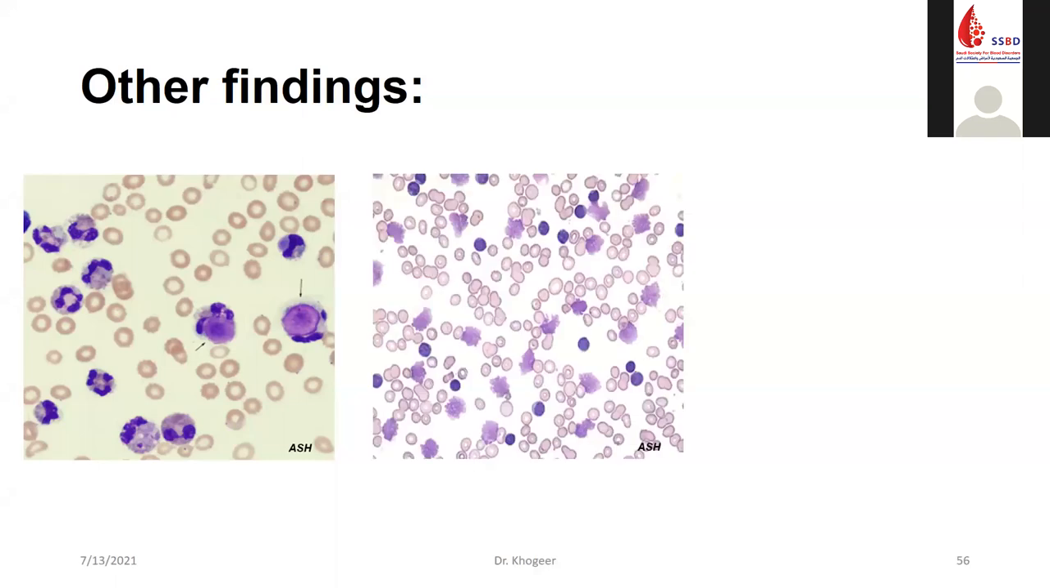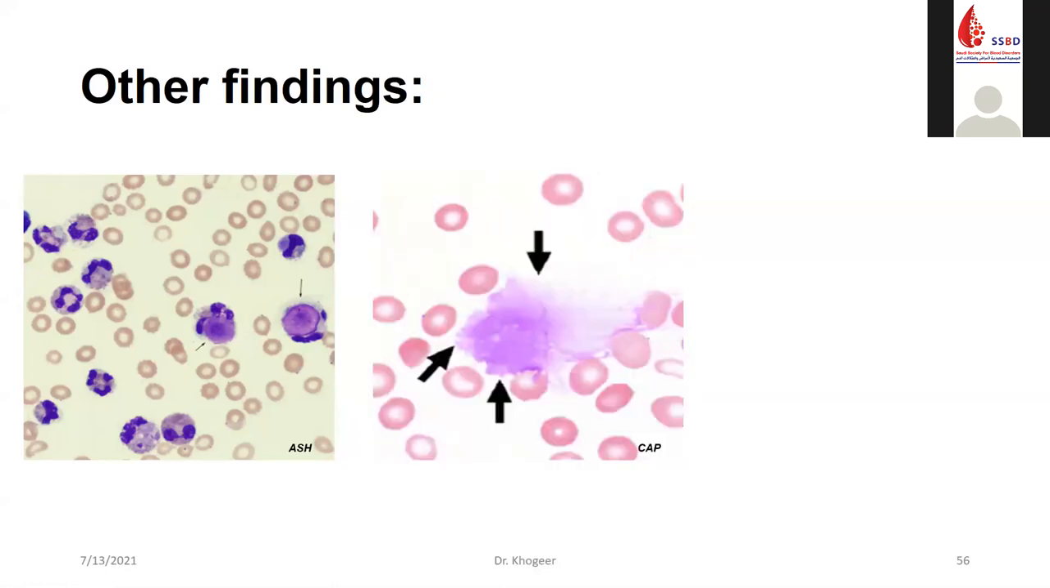Okay, this smear, any guess what are these cells? What are these cells? Yes, this case is from CLL, but what I mean is these cells, what do you call these cells, not the viable lymphocytes, these cells. Yes, I'm receiving some answers. True, so these are smudge cells. This is a high power view of the smudge cells, also known as basket cells.